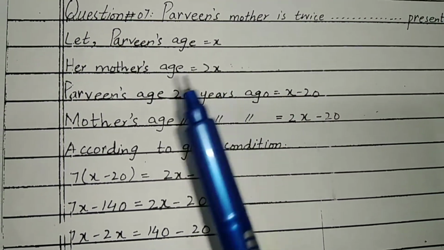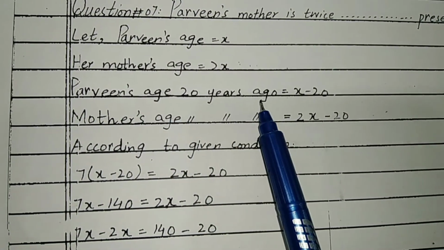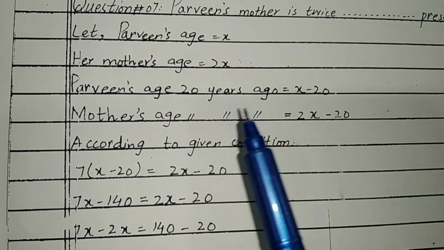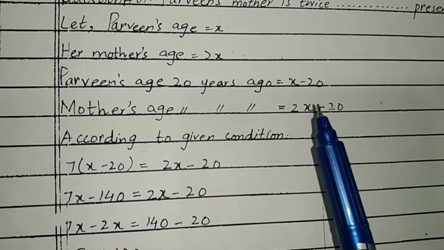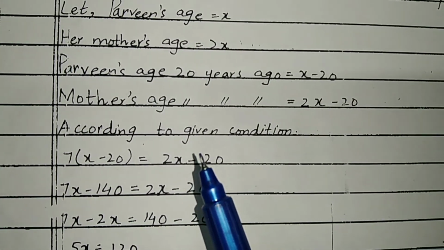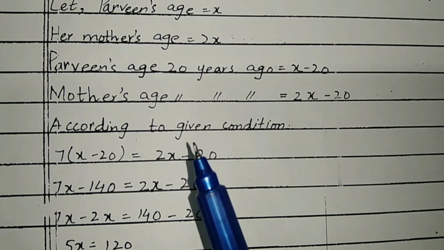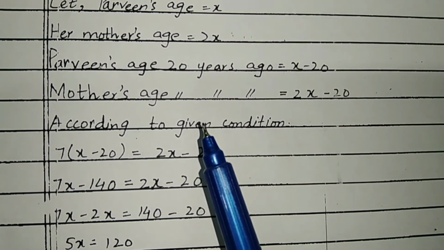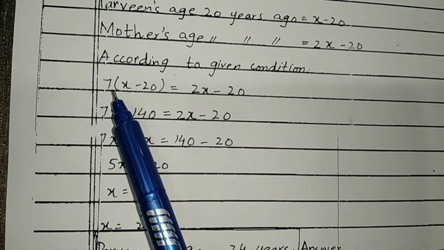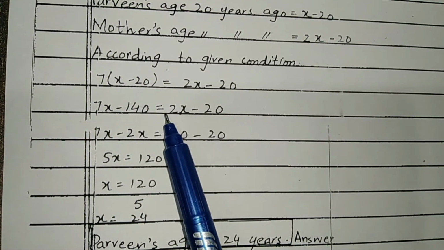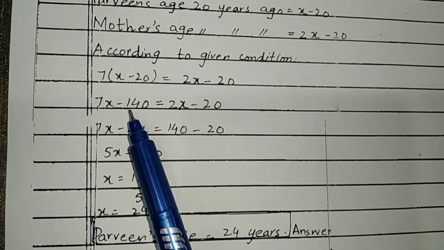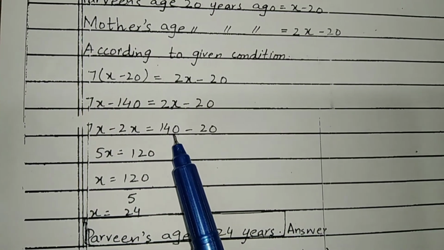So it means 2x. Now Parveen's age 20 years ago, what will her age be? x minus 20. And mother's age 20 years ago, that will be 2x minus 20. Now they said 20 years ago, her mother was 7 times as old as her daughter. So according to the given condition, 7 times x minus 20 is equal to 2x minus 20. Now 7x minus 140 equals 2x minus 20. 7x minus 2x is equals to negative 140 will become positive 140 minus 20.